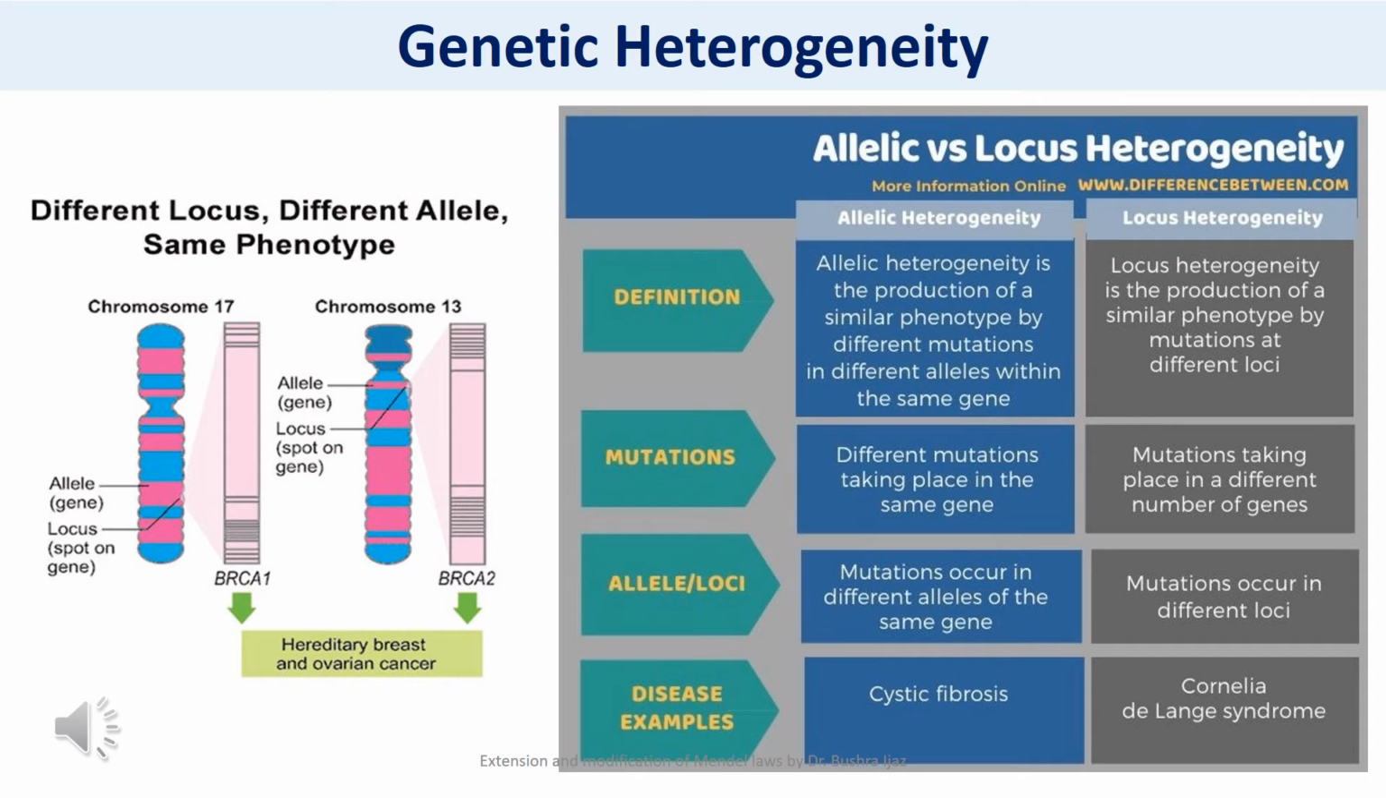Now, there are 2 types of genetic heterogeneity. We can have allelic heterogeneity and we can also have locus heterogeneity. Allelic heterogeneity occurs when a similar phenotype is produced by different alleles within the same gene, while locus heterogeneity occurs when a similar phenotype is produced by mutations at different loci. Marked genetic heterogeneity is correlated to multiple levels of causation in many common human diseases.